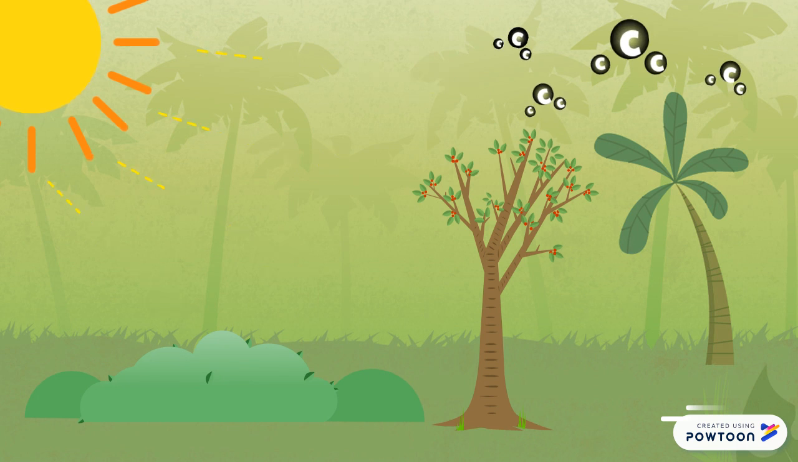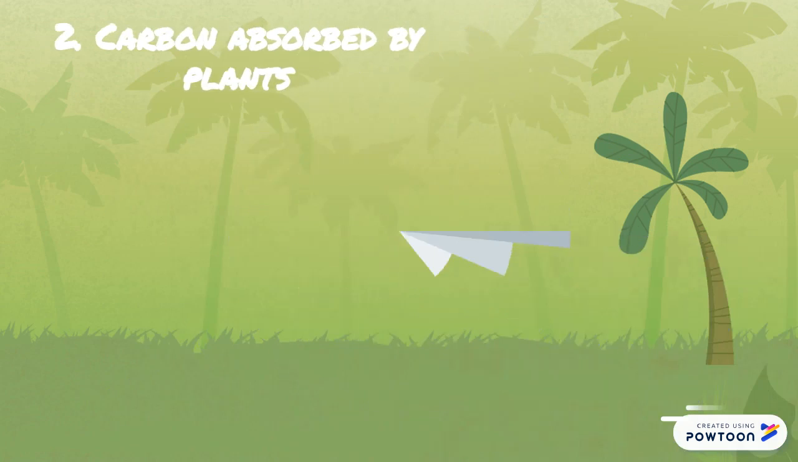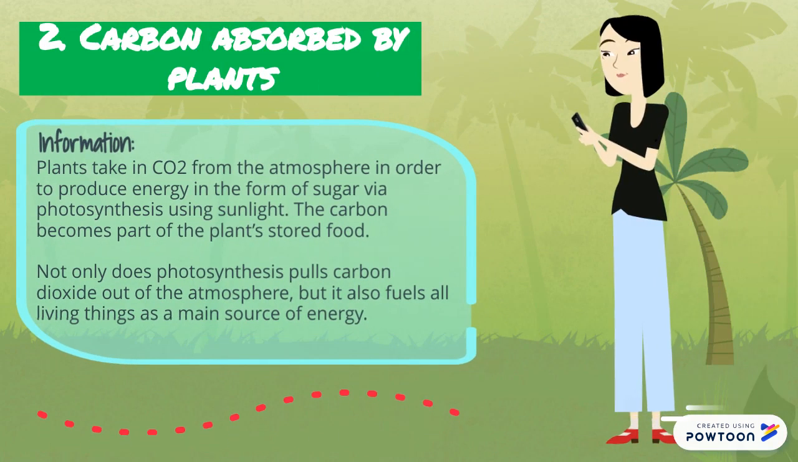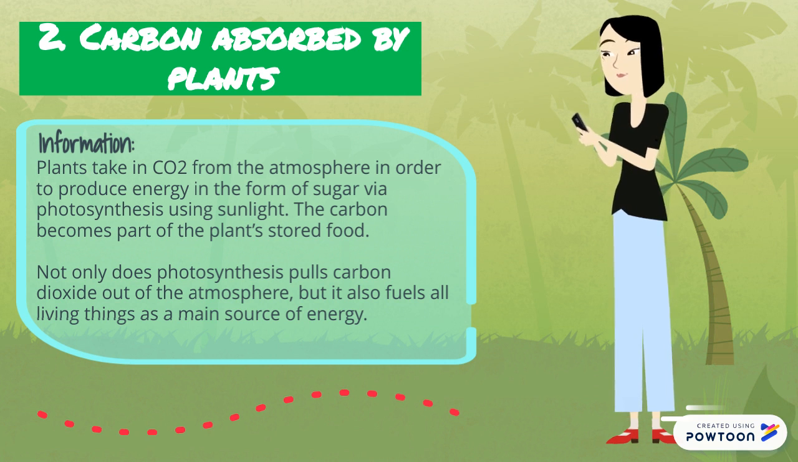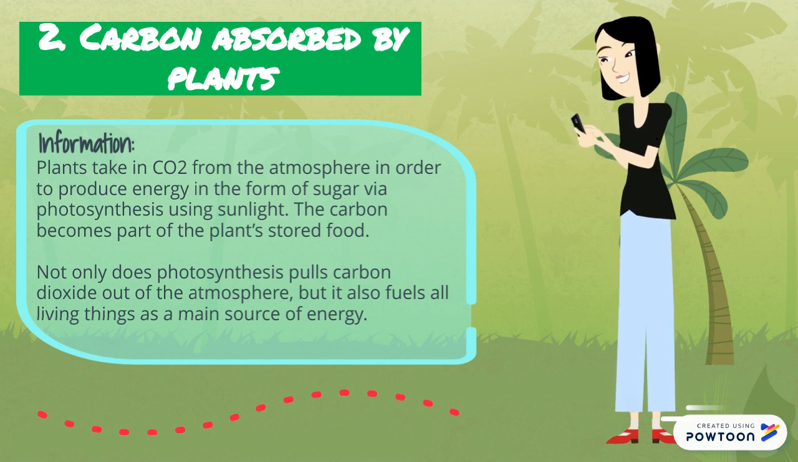The second process to the carbon cycle is when plants absorb carbon and sunlight. Plants take in CO2 from the atmosphere in order to produce energy in the form of sugar via photosynthesis using sunlight. The carbon becomes part of the plant's stored food. Not only does photosynthesis pull carbon dioxide out of the atmosphere, but it also fuels all living things as a main source of energy.